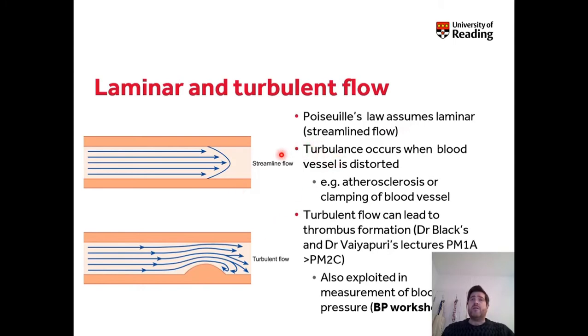Now, turbulence can also occur if there's an obstruction in the direction of flow. Turbulence occurs when a blood vessel becomes distorted or has some kind of obstruction inside. For example, that could occur where you have a disease such as atherosclerosis, where you have an atherosclerotic plaque forming in the artery, which could cause turbulent flow at those sites.